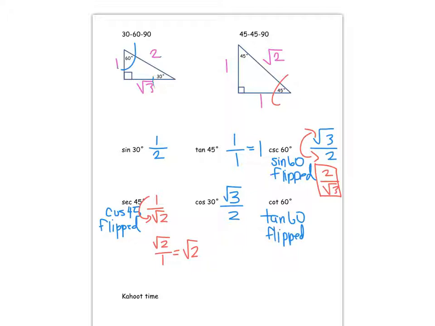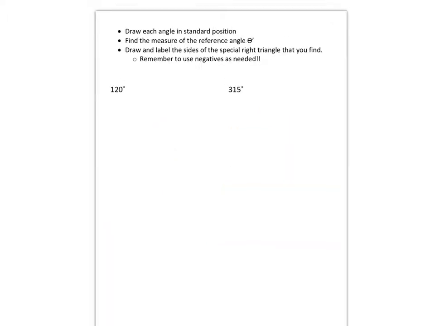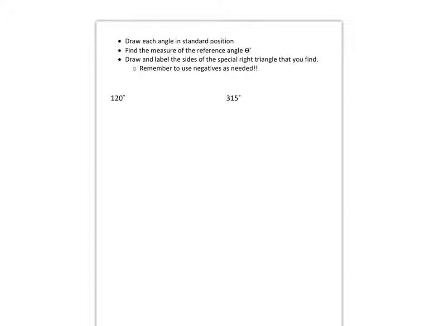Alrighty, so tangent is opposite over adjacent. The opposite of the 60 is the square root of 3. The adjacent is the 1. And so when we flip that over, that's 1 over the square root of 3. Okay? All right, so now let's put it together with reference angles and angles in standard position.